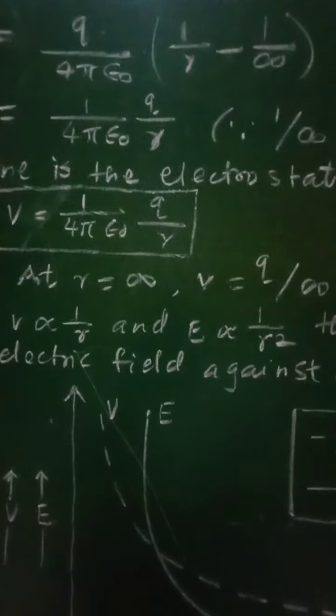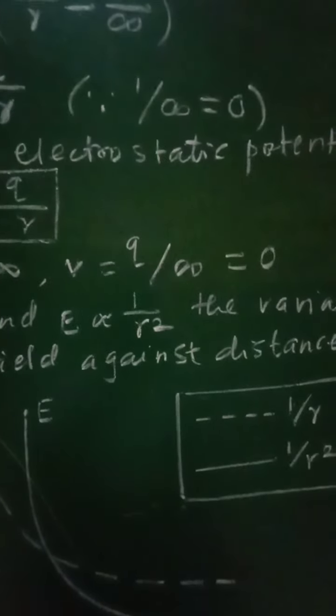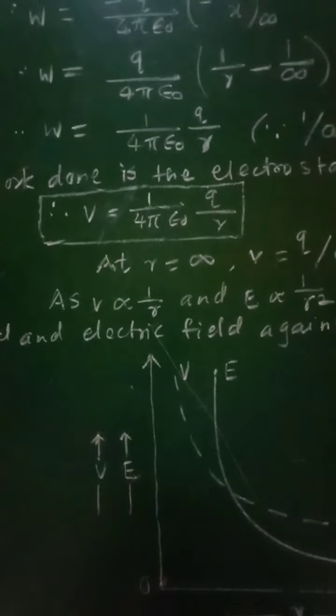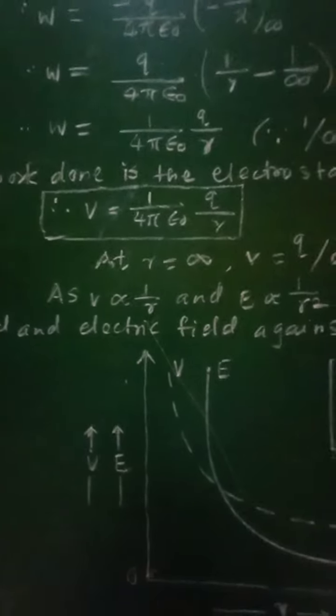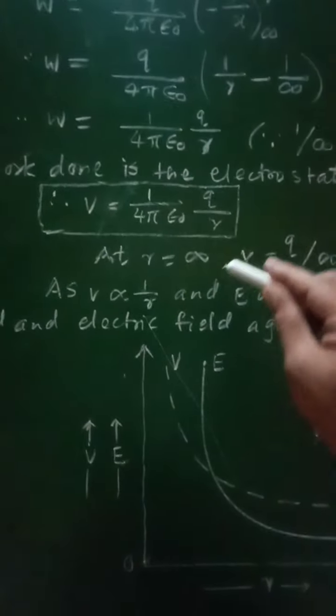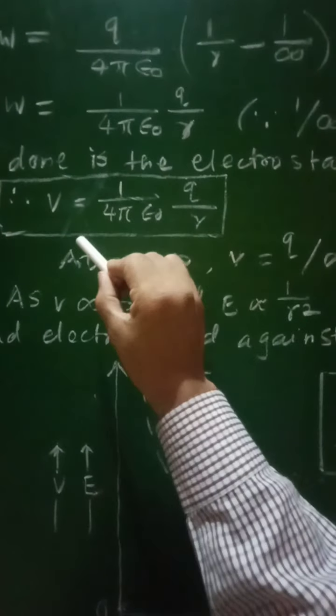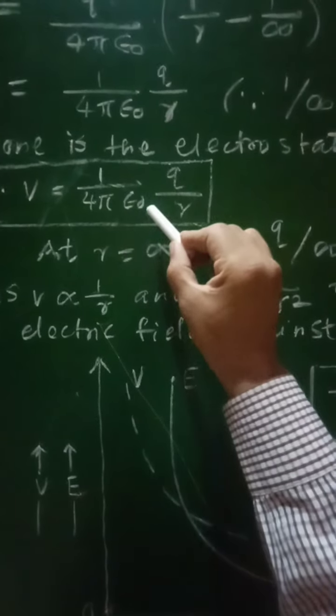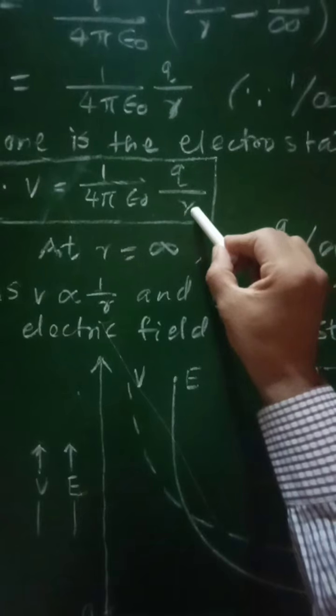Now this work done is the electrostatic potential at point A. This work done is stored as the electrostatic potential at that point A, and therefore electrostatic potential phi is equal to 1 upon 4 pi epsilon 0 Q by R.